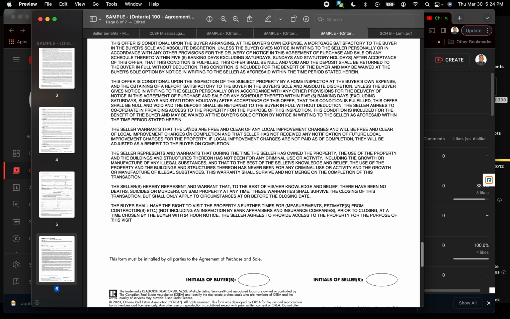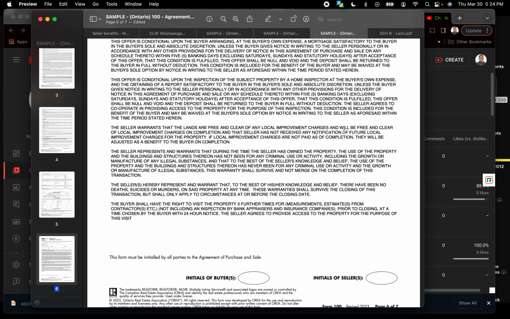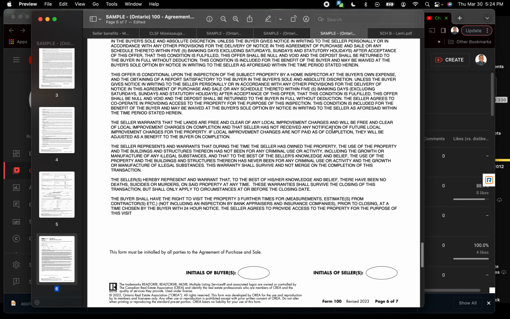Next is the seller warrants that the lands are free and clear of any local improvement charges and that they will be free and clear of local improvement charges on completion, that the seller does not receive any notification of future local improvement charges for the property. If local improvement charges are not paid at completion, they will be adjusted as a benefit to the buyer on completion. What this simply means is we want to make sure that the sellers did not receive any notification from the city saying that there's some improvements to be completed. And if they did receive it, they should intend to let us know. And if there are any charges, the sellers should be the one that will be taking care of them.